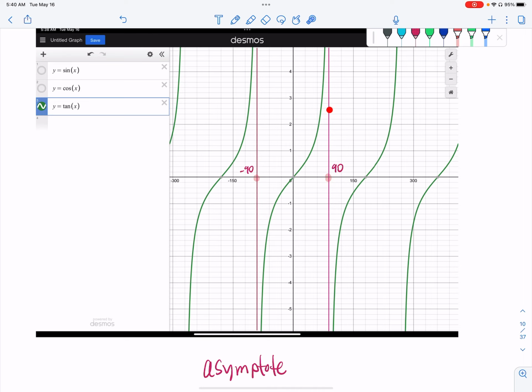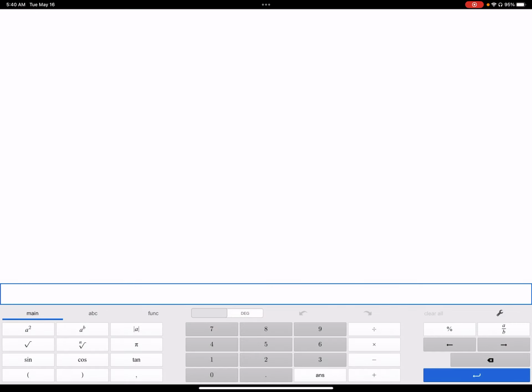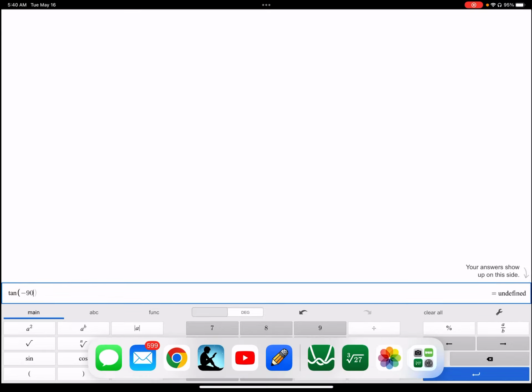Since it never ever hits 90 degrees, that means the tangent of 90 degrees is not defined. Try to put it in your calculator. I'm just going to go to the scientific calculator here. It's set to degrees. That's awesome. And on here, the functions, there's a tangent. I try to put in 90, and it says it's undefined. And let's say that I back that up and I try to put in negative 90, and it says that's undefined as well.